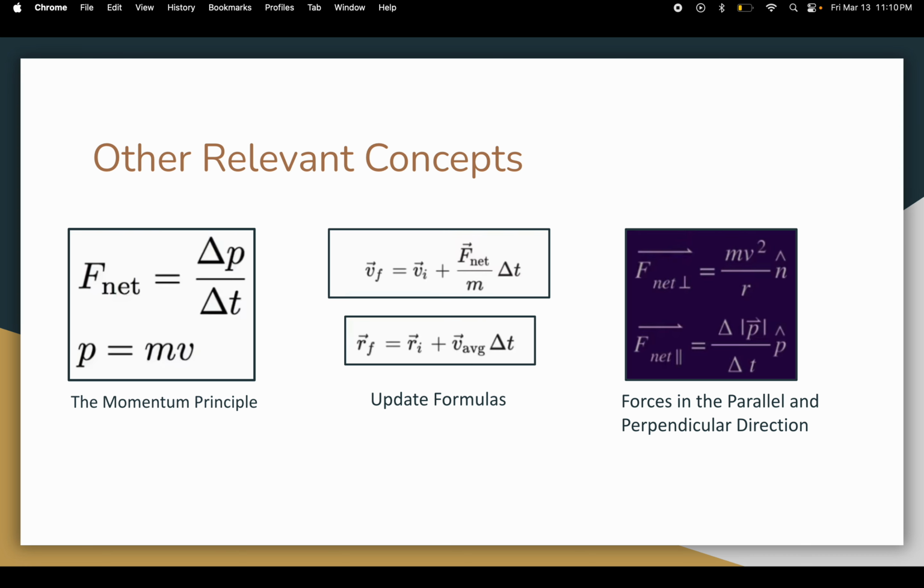And then we have the update formulas. The velocity update formula allows you to update an object's final velocity based on an initial velocity, a net force, the mass, and a time interval. And then the position update formula allows you to update an object's position based on its initial position, its average velocity, and a time interval. And then also forces in the parallel and perpendicular direction. So a force in the perpendicular direction will change the direction of the momentum, while a force in the parallel direction changes the magnitude of the momentum.